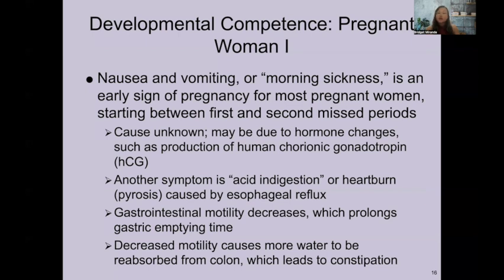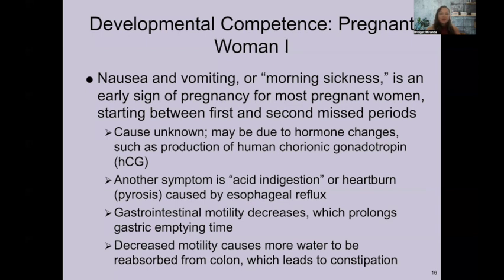Another symptom that is very common in pregnancy, and this is due to the displacement of the GI organs, is acid indigestion or heartburn. And so there are old myths of stomach discomfort and heartburn being associated with having a baby with lots of hair, but really it is very common just due to the anatomy and the physiology of pregnancy. It is related to the displacement of the GI organs.